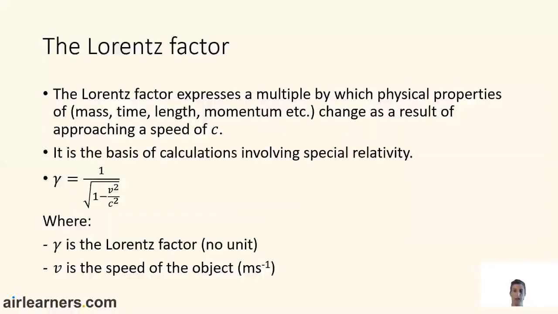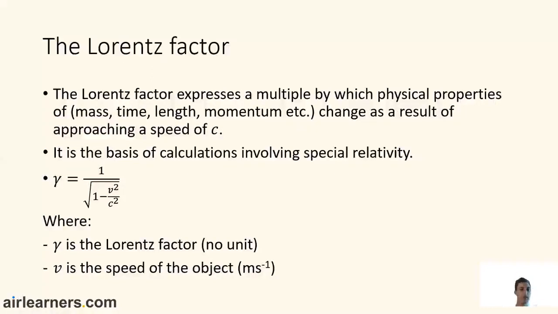Okay, we've got a little bit more of a complication now when we introduce the Lorentz factor. The Lorentz factor expresses a multiple by which the physical properties, so mass, time, length, momentum, etc., change as a result of approaching the speed of c. It's the basis for calculations involving special relativity because those involve higher speeds.